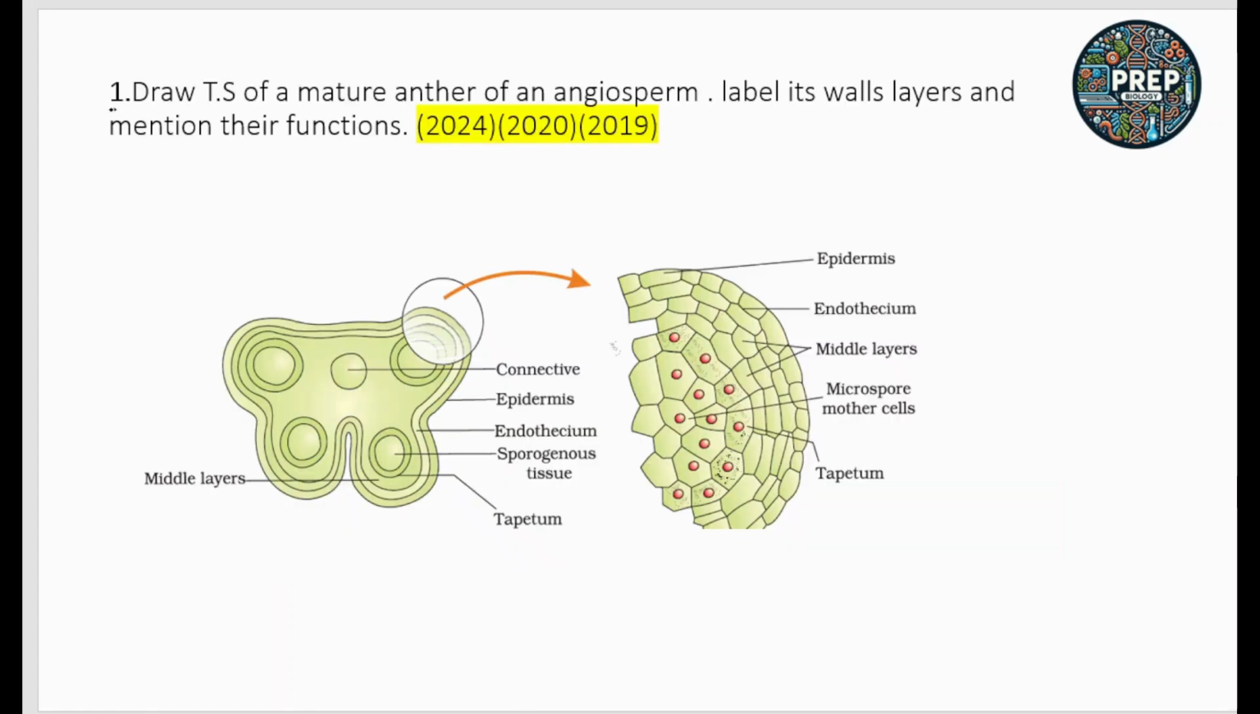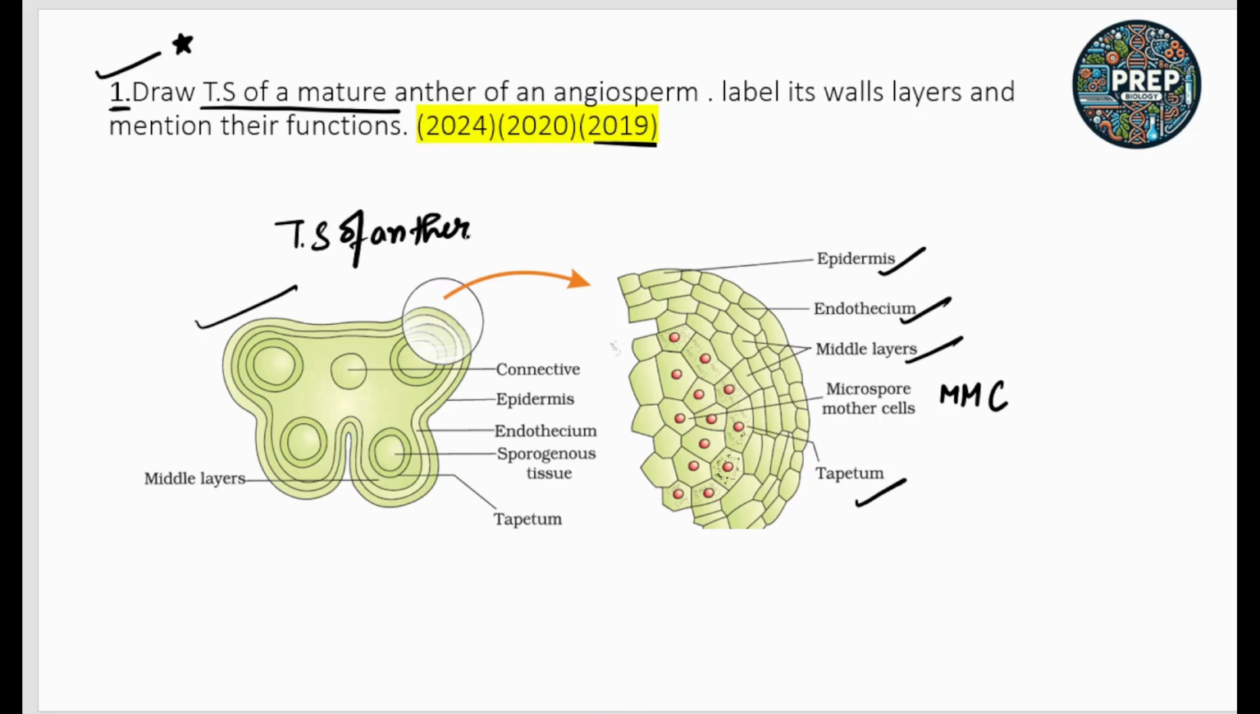So the first question, which has been asked in your 2024, 2020 and 2019 board exams, is: draw the TS of anther, label its different wall layers, and mention their function. This is the most important topic from your chapter number 1. As you can see, this is the TS of anther, having different layers: epidermis, endothelium, middle layers, and having the MMCs and the tapetum. These are all the wall layers, and this is the structure of the transverse section of anther. This structure is very important.